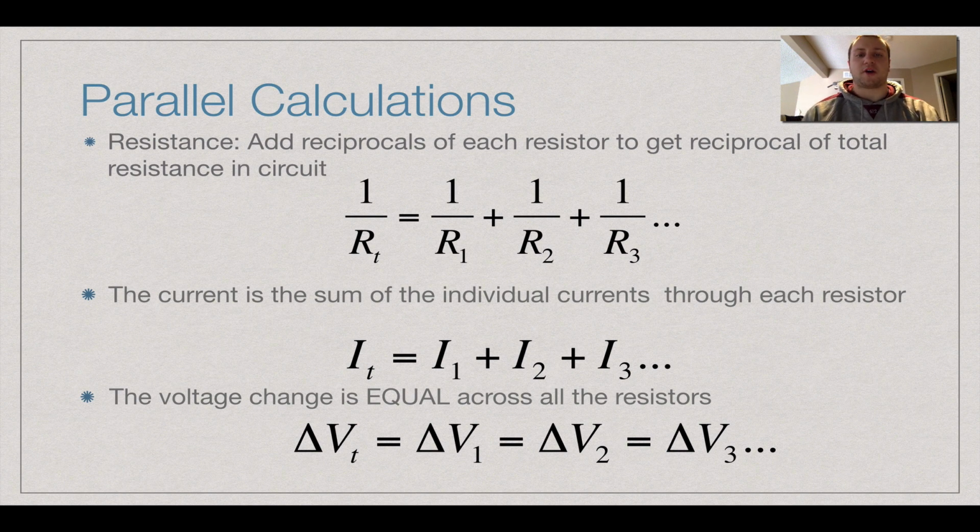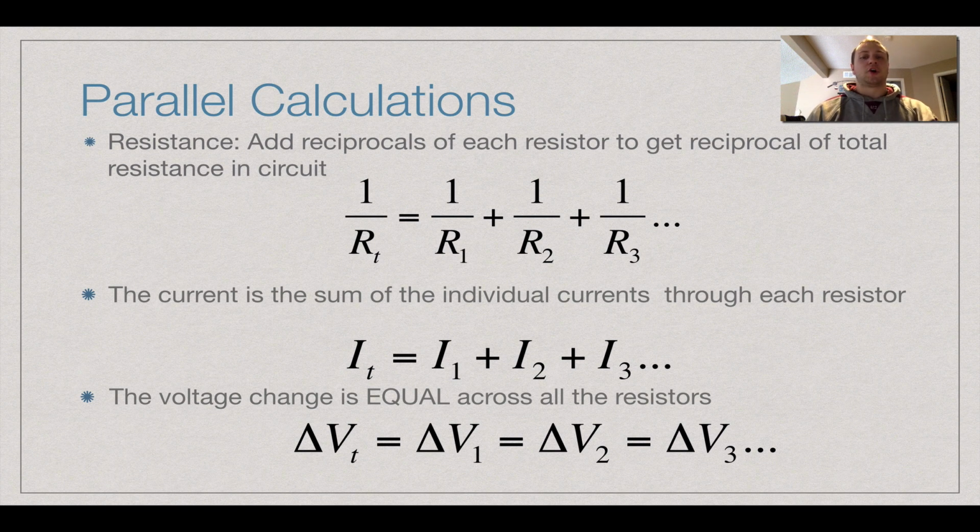The way that we then go about calculating these, resistance is tricky. Everything is reciprocal. So it's 1 over the total resistance equals 1 over R1 plus 1 over R2 plus 1 over R3. Everything is a reciprocal. I cannot stress that enough. So let's say your resistors were each 10 ohms apiece. So you would have 1 over 10 plus 1 over 10 plus 1 over 10. To find the total resistance, you would have to take the reciprocal of that sum.